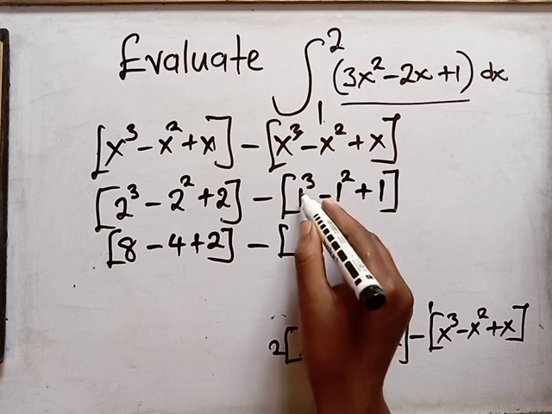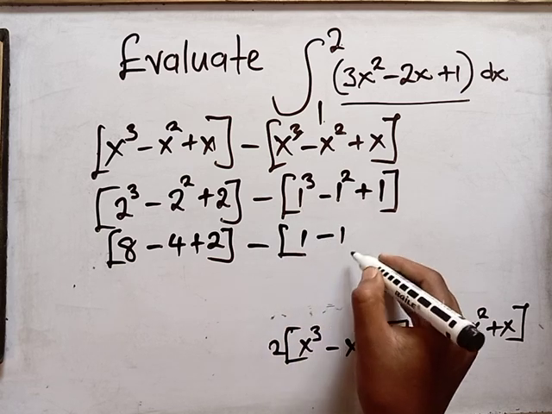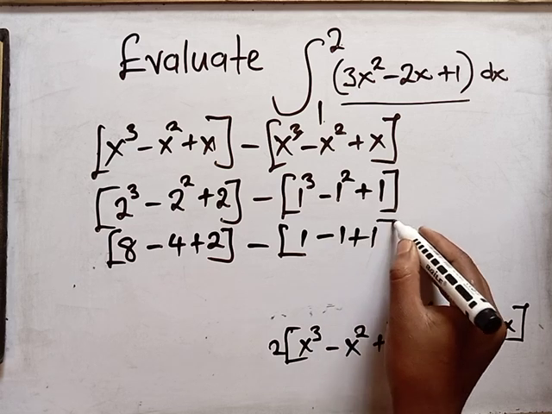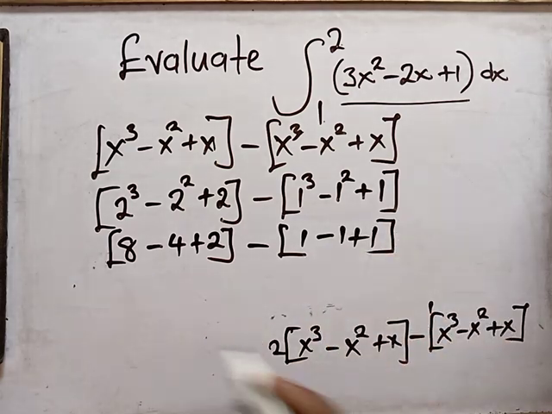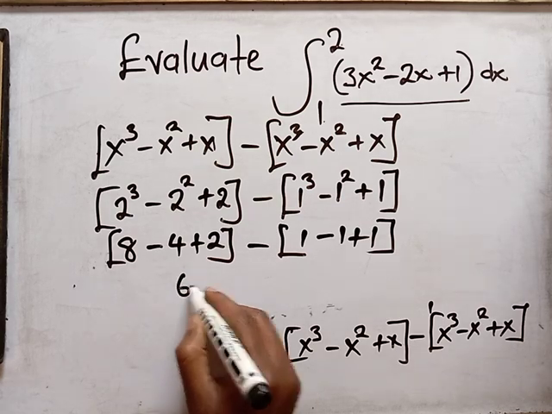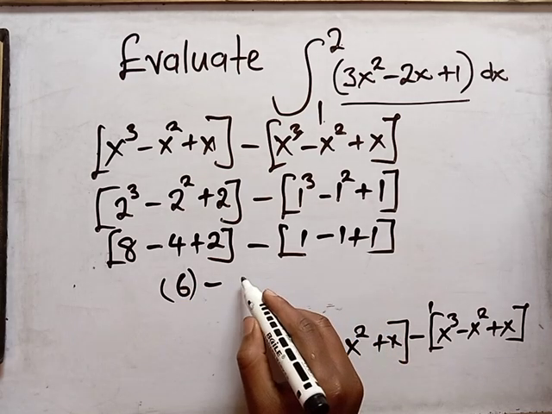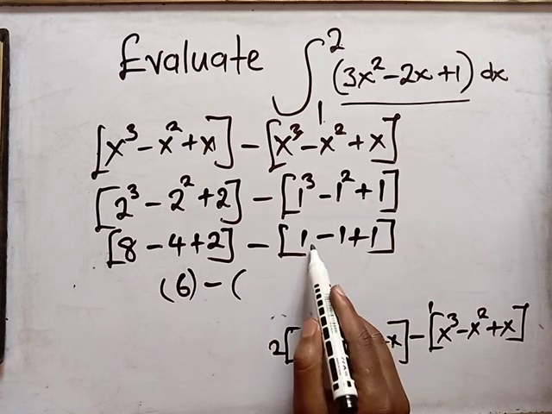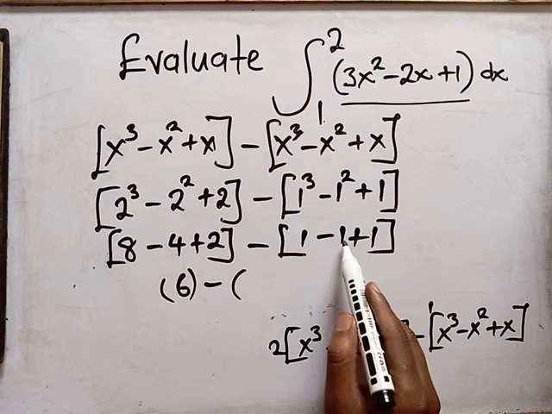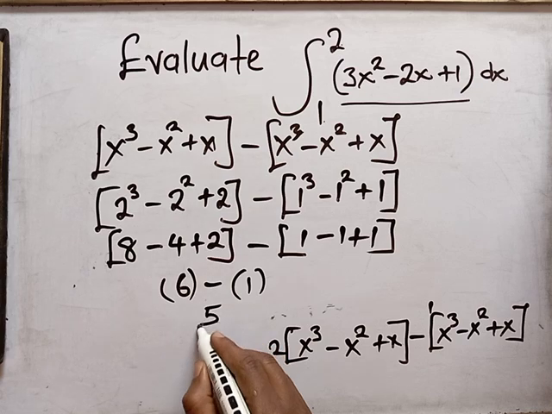minus 1 cubed is 1, minus 1 squared is 1, plus 1, which is equal to 8 minus 4 is 4, 4 plus 2 is 6, minus 1 minus 1 plus 1, which is 1. 6 minus 1 is 5.